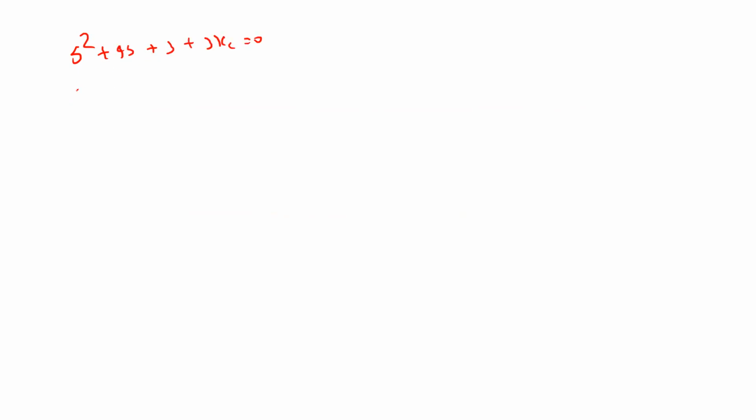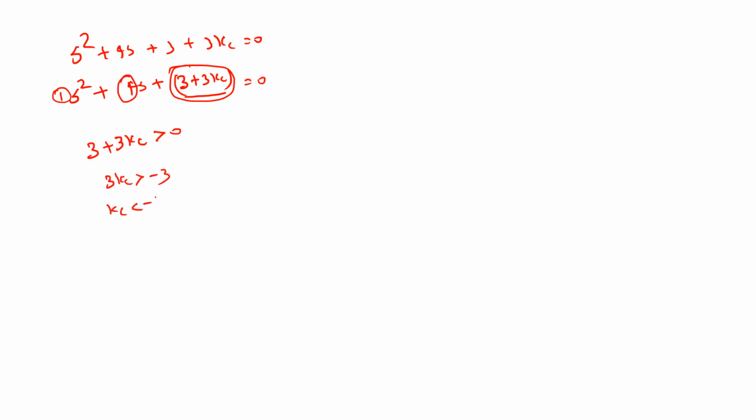So how can I make the Routh array? Either you can tell it directly. Here the coefficient is 1, it is positive. Here the coefficient is 4, it is positive. So the last coefficient, 3 plus 3Kc, should also be positive, then the system may be stable. So you can directly calculate that 3 plus 3Kc should be greater than 0. 3Kc should be greater than minus 3. So Kc should be greater than minus 1. Are you getting it? So the value of Kc should be greater than minus 1, then the system will be stable.